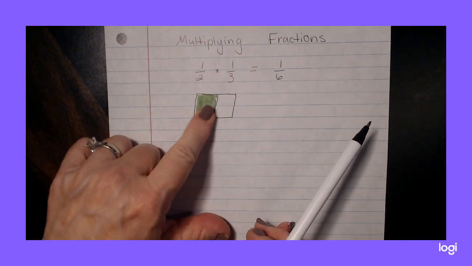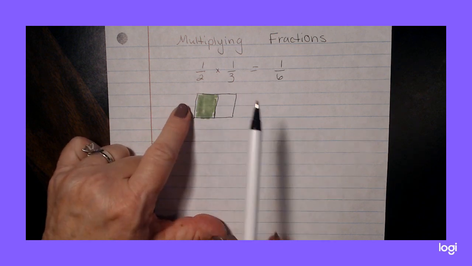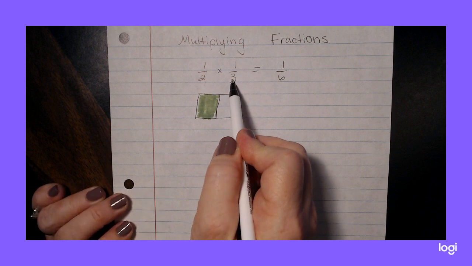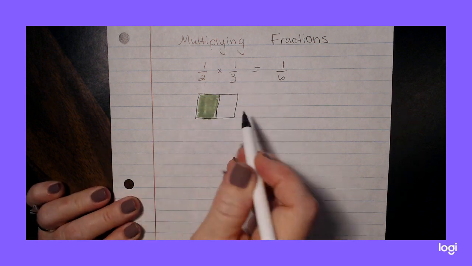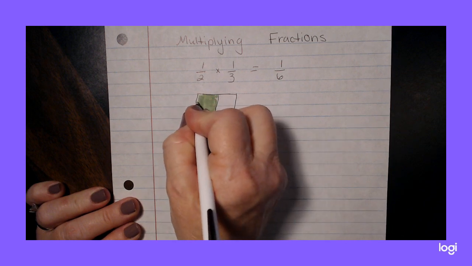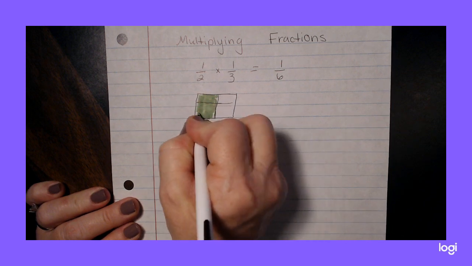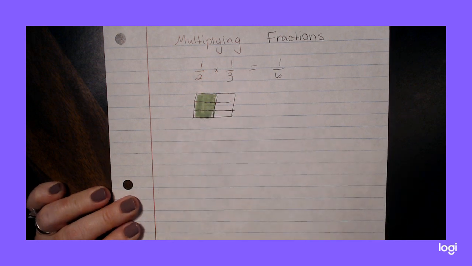So I have here my 1/2 for my first fraction. And now I want to cut it into 1/3. So I'm going to cut it now going the opposite direction, which means I'm going to cut this way. So I'm going to cut my box into thirds. I'm going to go ahead and cut like this, as close as I can into thirds.